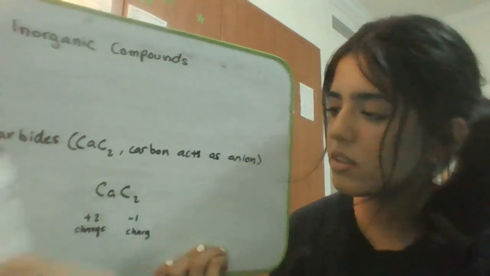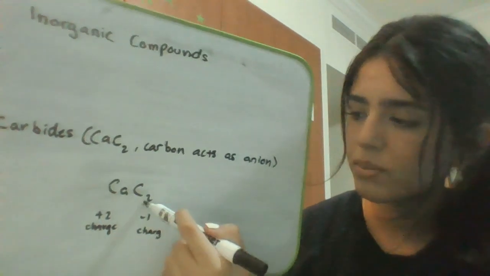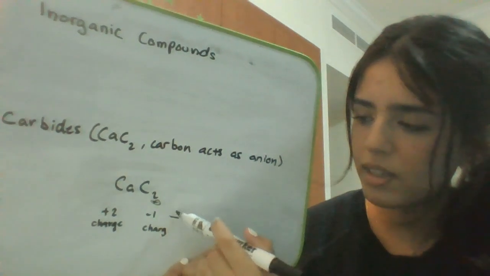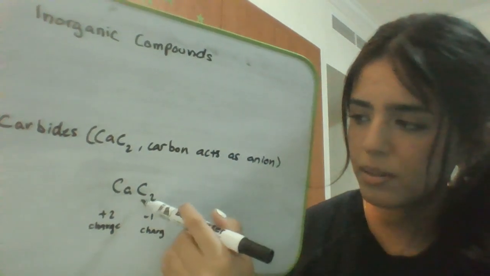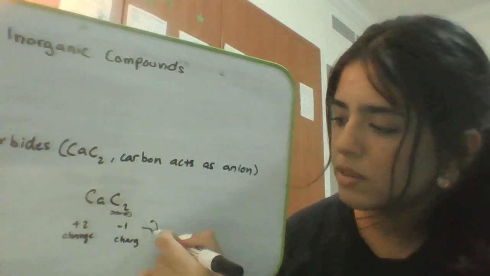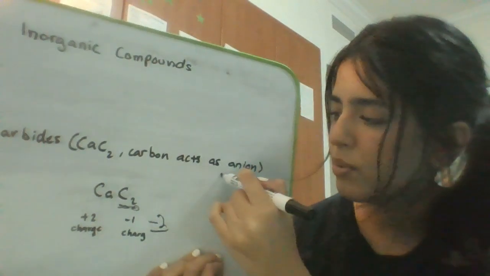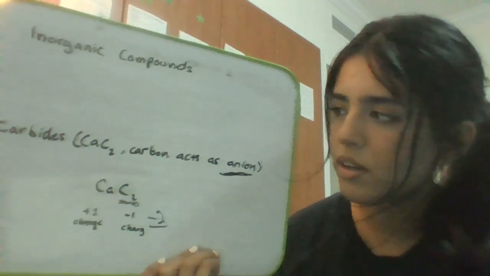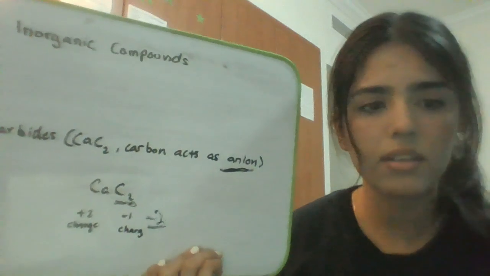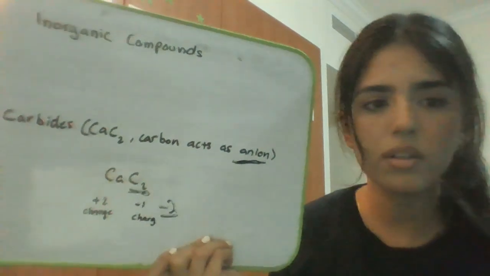And now you see the subscript, which is 2. You're going to multiply this subscript by -1 and you're going to get a -2 charge on the carbon. So to cancel those out, the carbon must be -2. And that proves that this is acting as an anion, making this compound a carbide. This is inorganic. Now let's move on to another example.